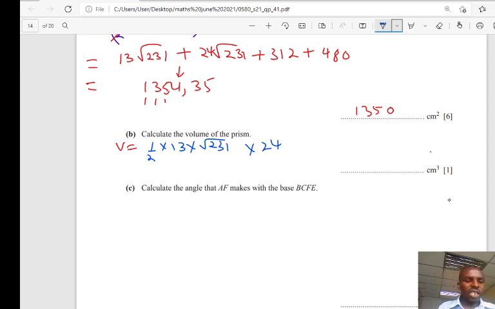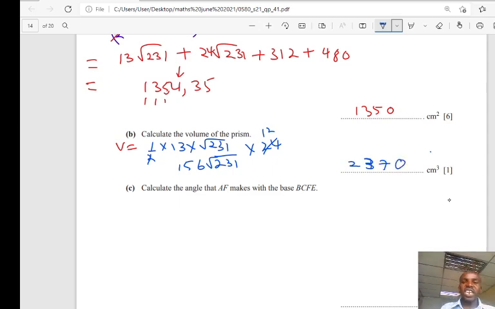Then I can simplify this one. Half of 24 is 12. 12 times 13, 156. So it will be 156 root of 231. 156 times root of 231, you get 2370.